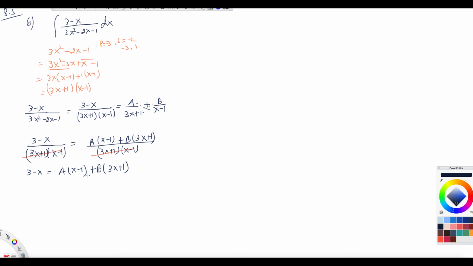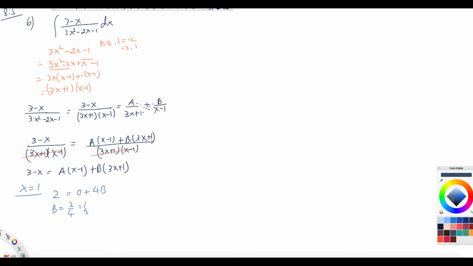Now what values of x should we take? You pick the value of x that makes at least one of the factors 0. So I want to pick x equals 1. That will make this 0, right? So you get 3 − 1 is 2, equals 0 plus 4B, because 3 times 1 plus 1 is 4, and then B. So what is B then? B is 2 over 4, that is 1/2. So we found the value of B.